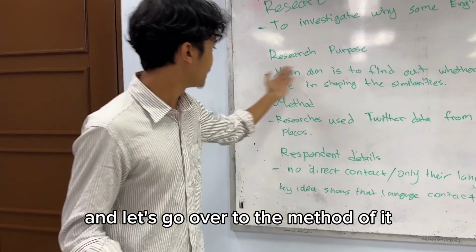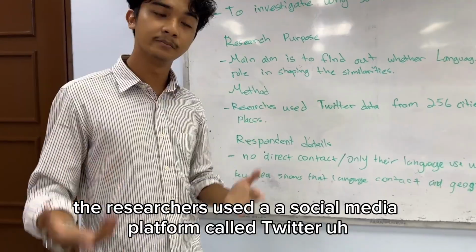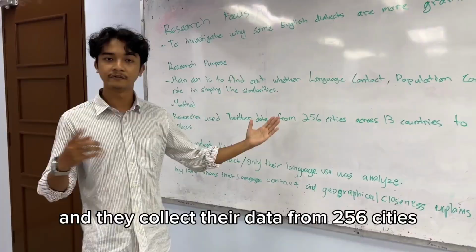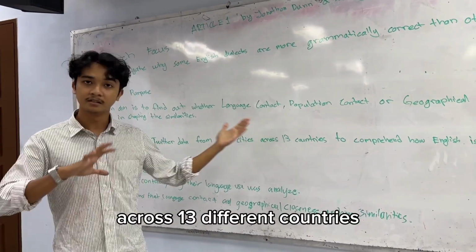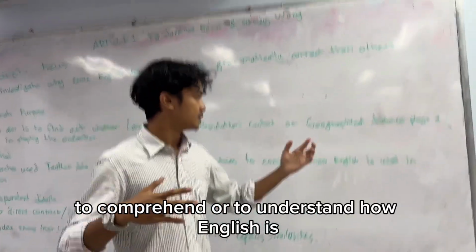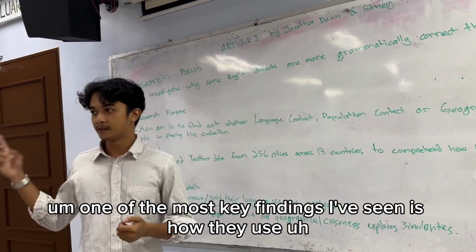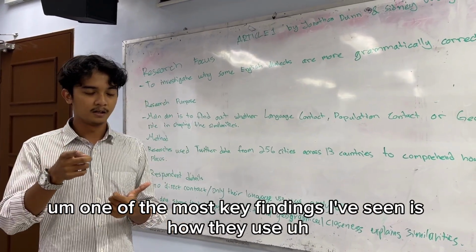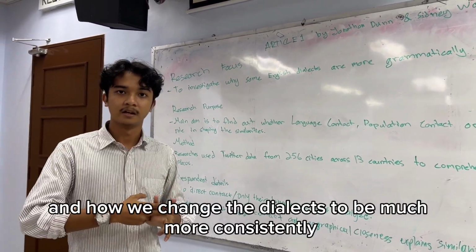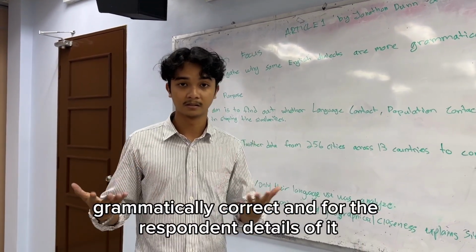And let's go over the method. The researchers used a social media platform called Twitter, and they collected their data from 256 cities across 13 different countries to understand how English is widely used in places. For example, one of the key findings I've seen is how they use the English language in Europe, Asia, or the Americas, and how it shapes the dialects to be more consistently grammatically correct.